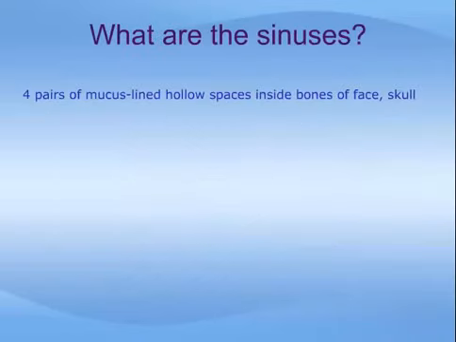The paranasal sinuses, or sinuses for short, are the 4 pairs of mucus-lined hollow spaces inside the bones of the face and skull. They are located on either side of the nose, the maxillary sinuses, in between the eyes, the ethmoid sinuses, behind the eyes, the sphenoid sinuses, and in the forehead, the frontal sinuses.